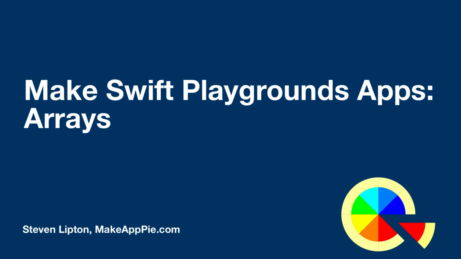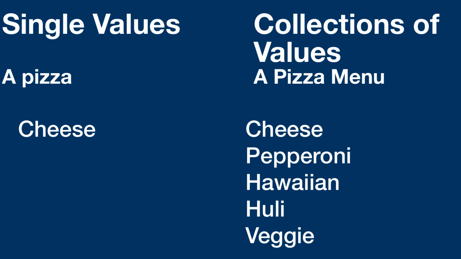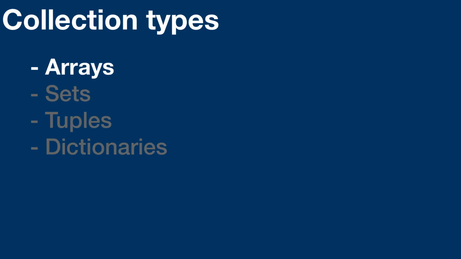So far, we've stuck to single values. However, most data processing is a collection of values. That's the difference between a cheese pizza and a menu of pizzas. There are several types of collections you'll find in Swift and other programming languages. The most basic of these is an array.